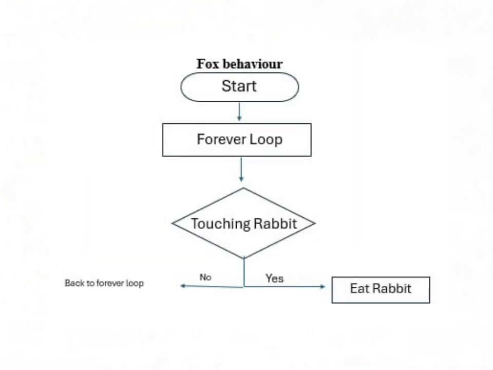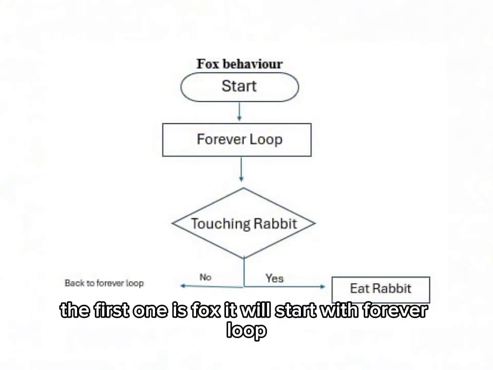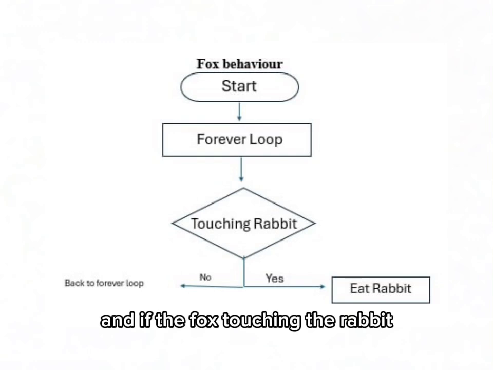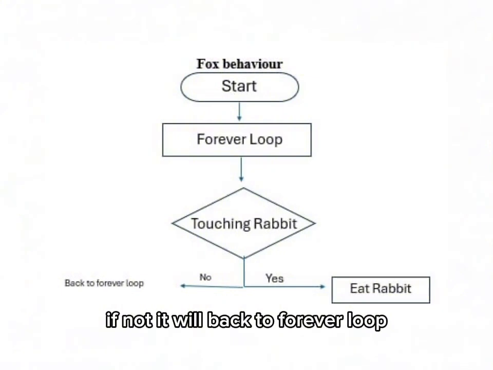Flowchart. There are three flowcharts in this program. The first one is the fox. We start with a forever loop, and if the fox is touching the rabbit, then it eats the rabbit. If not, it will go back to the forever loop.